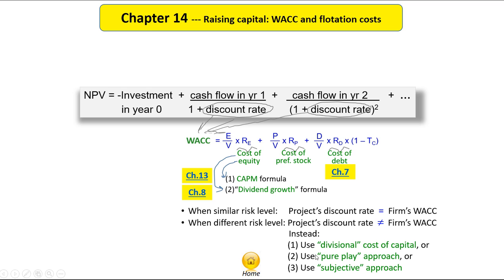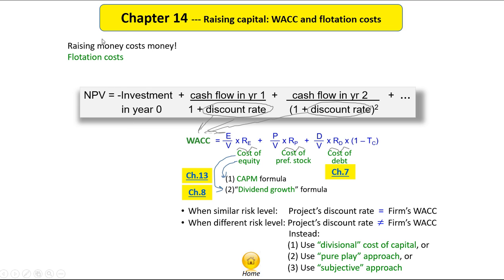Instead, we can use the so-called divisional cost of capital, or we can use the so-called pure play approach, or instead we can use the so-called subjective approach.